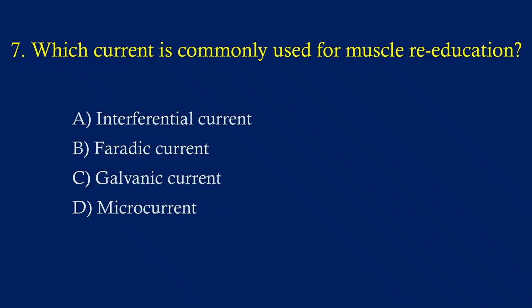Let's see the number 7. Which current is commonly used for muscle re-education? A. Interferential current, B. Faradic current, C. Galvanic current, D. Microcurrent. Think. So here the correct answer is option B, Faradic current. Faradic current is commonly used in innervated muscles for muscle re-education and strengthening purpose.